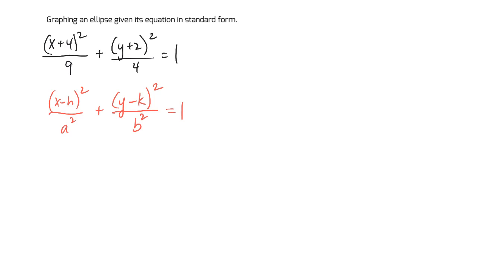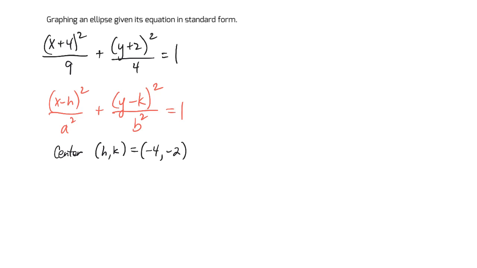So why don't we locate the center of this ellipse? The center, of course, is the ordered pair (h, k). In our example, h is going to be -4, and our y is going to be -2. I'm sorry, our k is going to be -2. So our center is going to be located in the third quadrant.